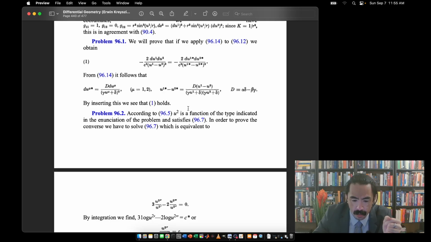to 1 or 2, and u1 star minus u2 star is equal to a fraction with a numerator of capital D times quantity u1 minus u2 closed quantity over a denominator of quantity gamma times u1 plus delta closed quantity times another quantity, gamma times u2 plus delta closed quantity. And in all of this, capital D is equivalent to alpha times delta minus beta times gamma. And by just following through with the computations, we see that what we sought to prove holds.